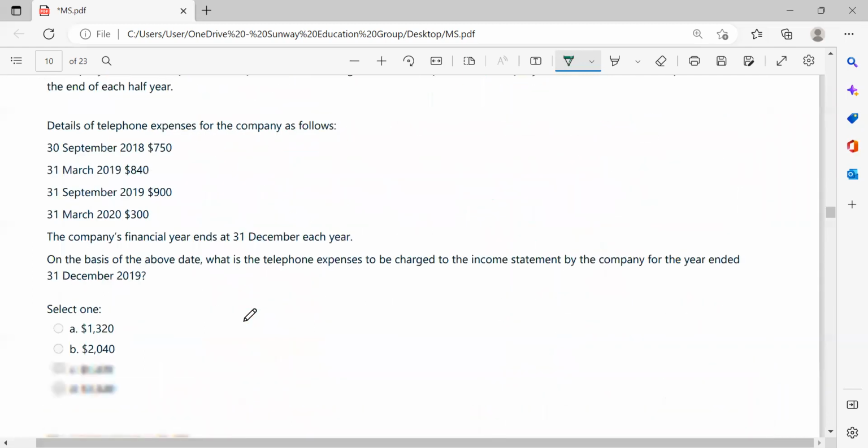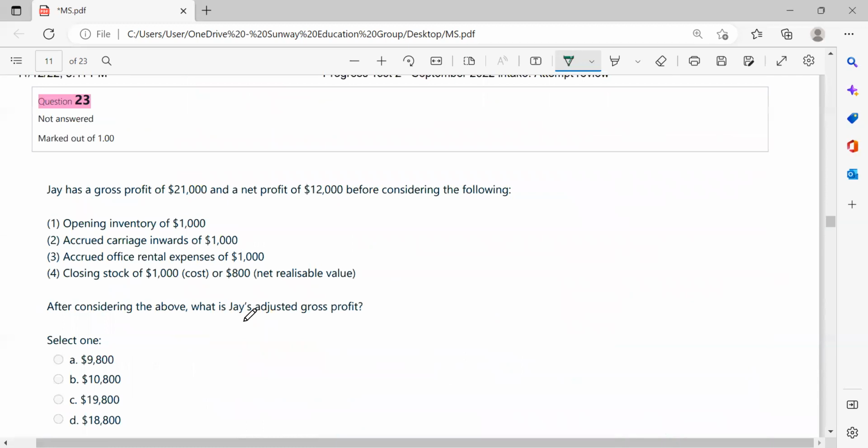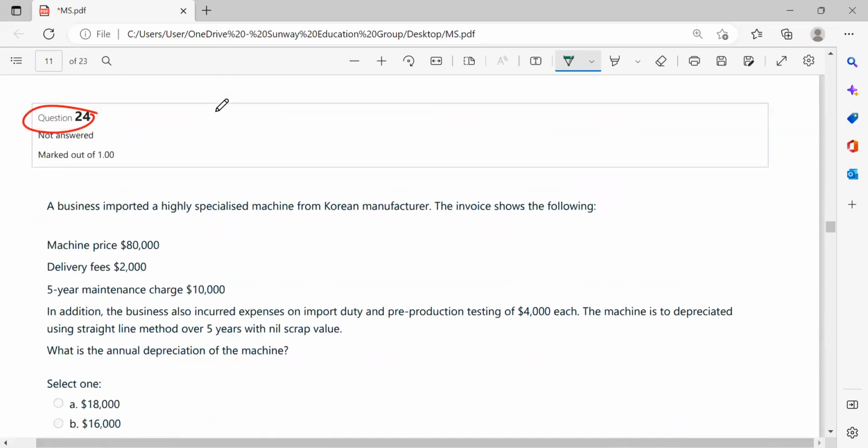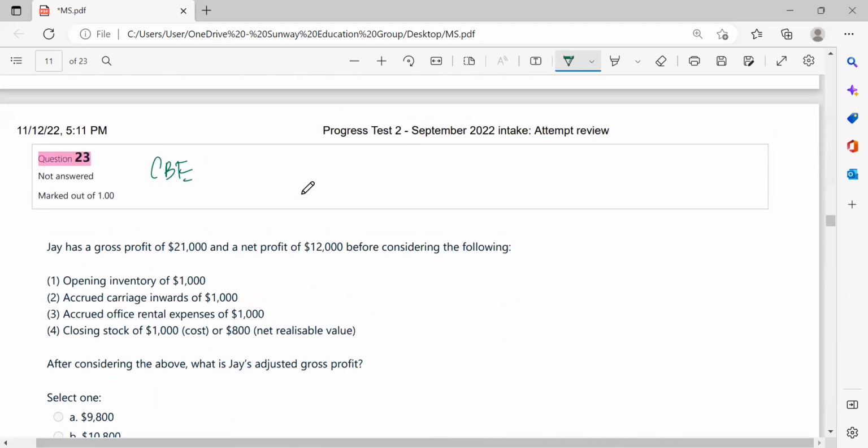Okay, moving on. Question 23. Again, this is the actual exam question. Moving on to question 24.